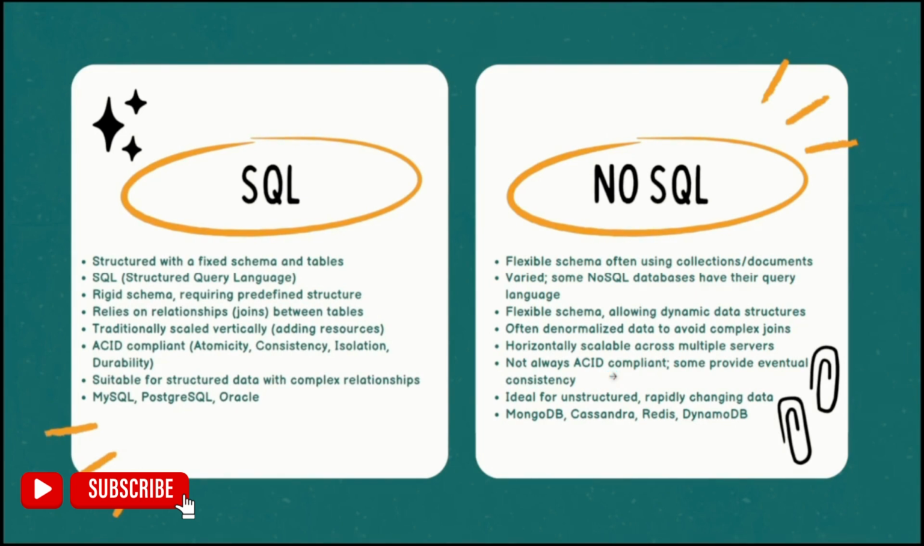Then we have NoSQL not always complying with ACID properties. Some provide eventual consistency. If you know ACID, that's fine. If you don't know, you can skip this. Then we have ideal for unstructured, rapidly changing data.